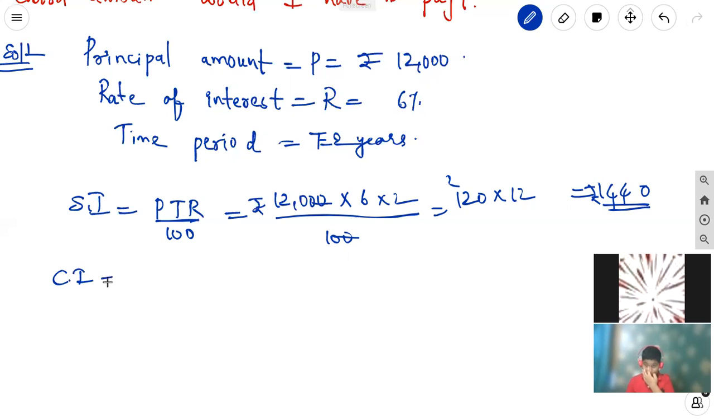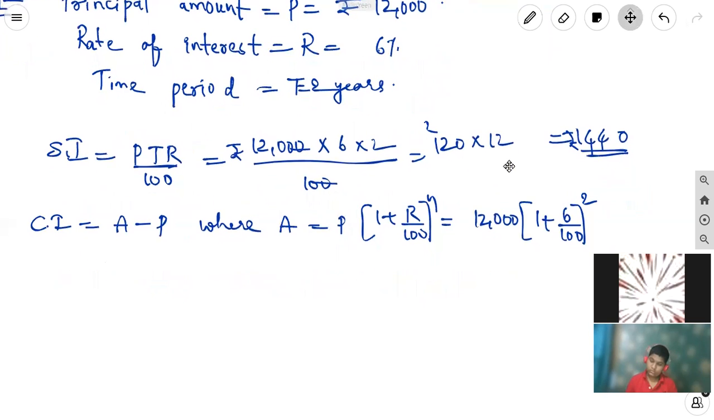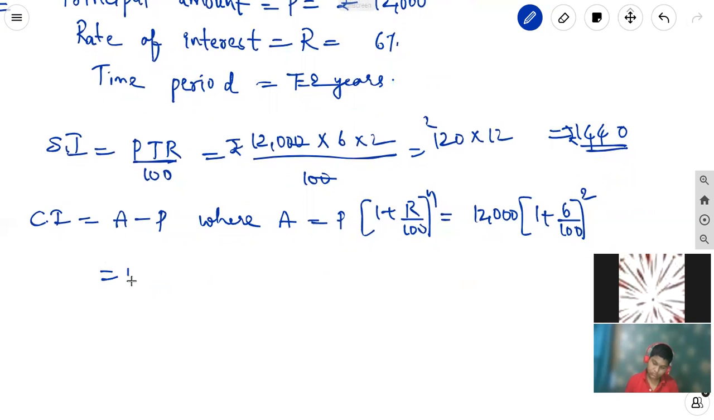Next, compound interest is equal to amount minus principal, where amount is equal to P into 1 plus R by 100 whole power N. P is 12,000 rupees into 1 plus 6 by 100 whole power how many years? 2 years. Okay. A equals 12,000 rupees into, taking LCM, 106 by 100 into 106 by 100.